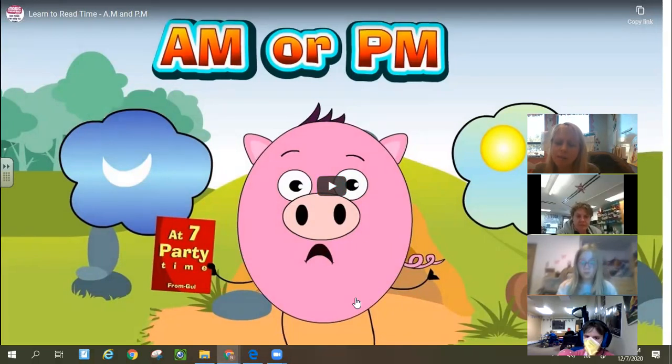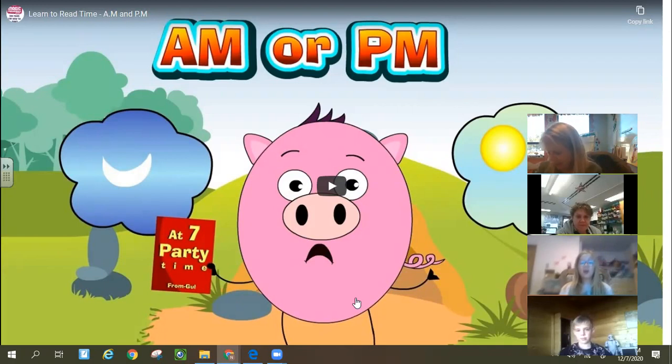Can you tell us more? Because how you know it's AM or PM is, AM, sometimes it's kind of light out, and then at PM it's kind of getting a little bit darker, and it's still kind of bright out, but it's kind of.